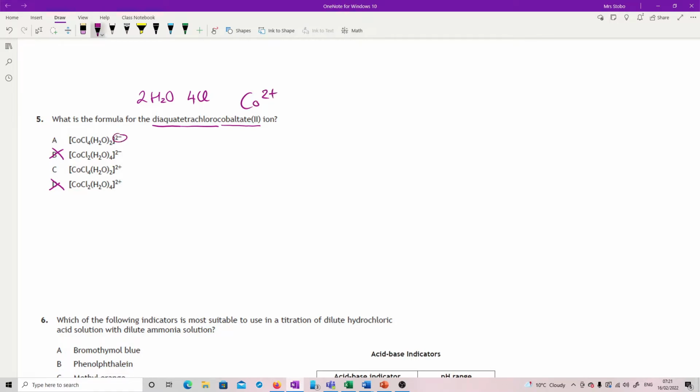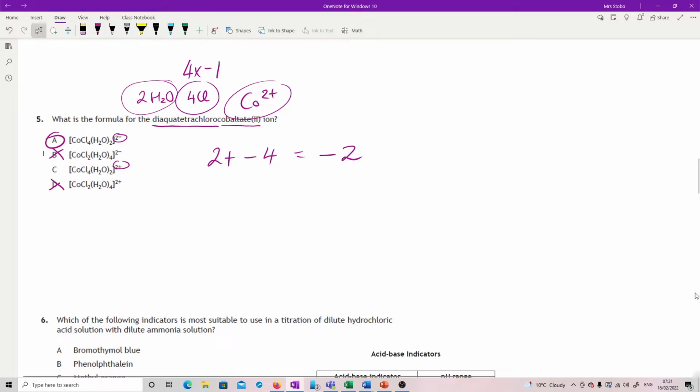So I'm trying to work out which of these is correct. Is it 2+ or 2-? Right, so if I've got 2 waters, well, water has no charge, so that's a 0. 4 chlorides, that's going to be 4 times -1, because chlorine is in group 7, okay? And I've got a 2+. So 2+ -4 means that I end up with -2, okay? And that's why the answer is A.